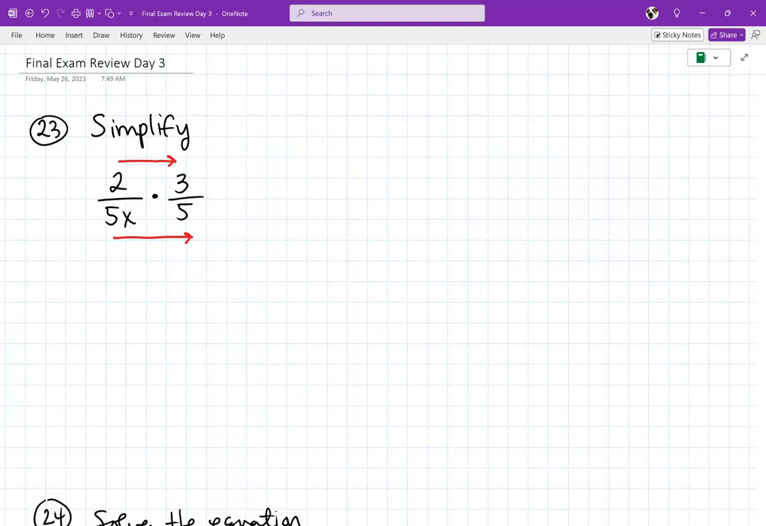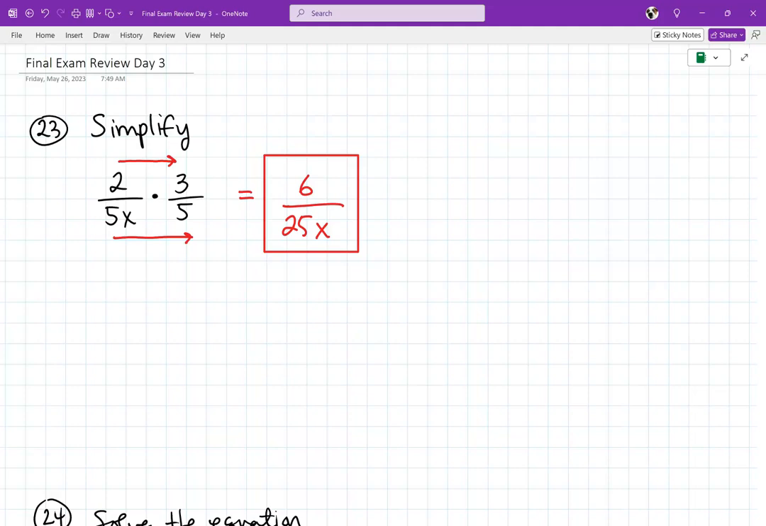But if you look carefully, 2 over 5 on the first fraction, you can't reduce. 3 over 5 on the next fraction, you can't reduce. I can't cross cancel this 2 with this 5, and I can't cross cancel this 3 with this 5. So there's not much I can do here other than multiply. So this becomes 6 over 25, and that's it. You're done. So try to reduce, try to cancel stuff out, but if you can't, then just multiply.